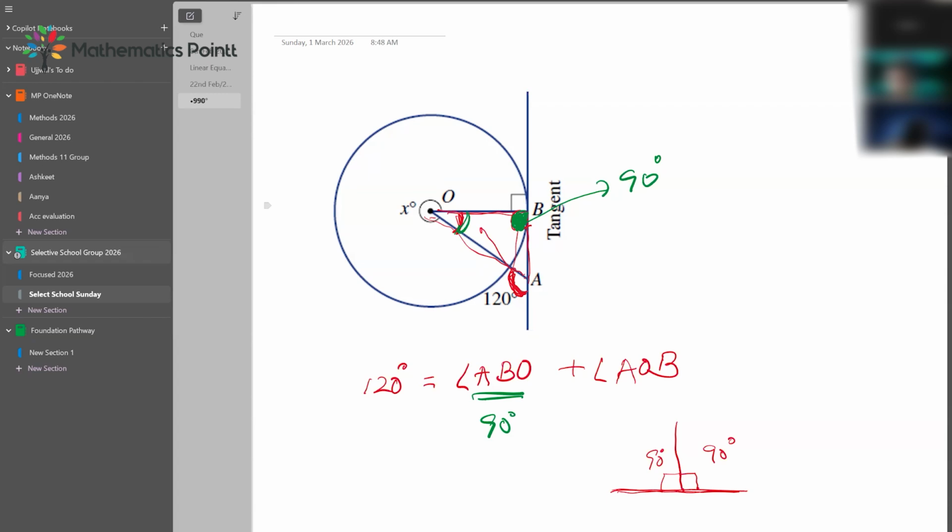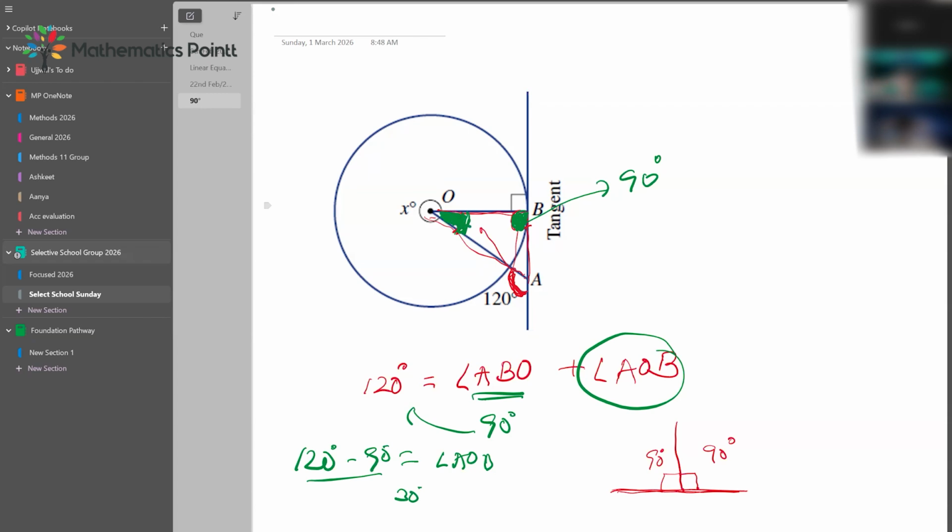So what would be this angle? AOB will be how much? 120 take away 90 is angle AOB, which is 30 degrees. So this bit here that I've shaded now is 30 degrees.